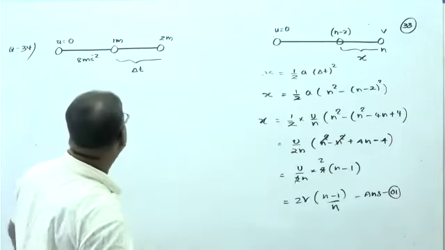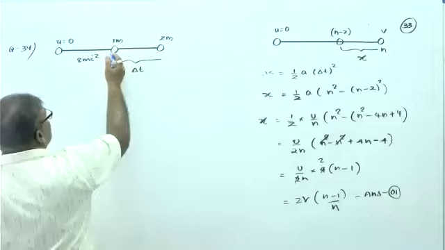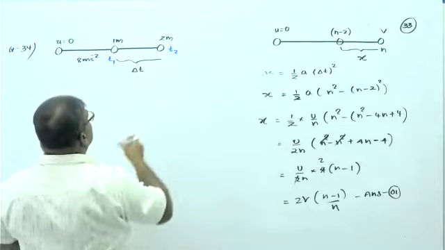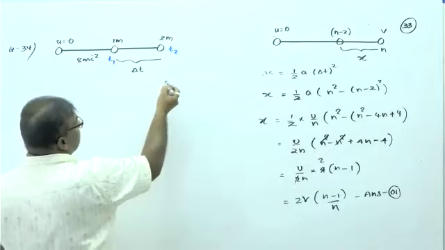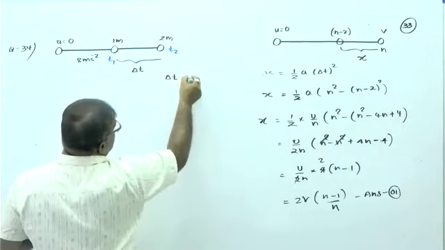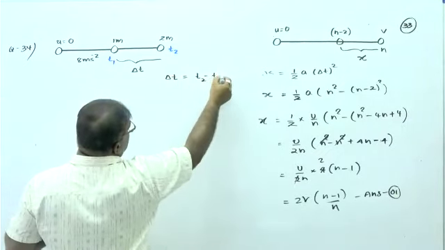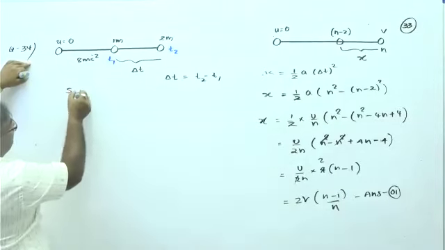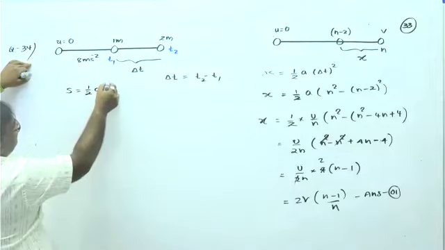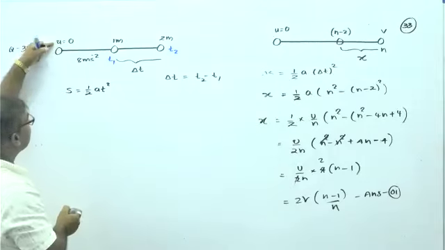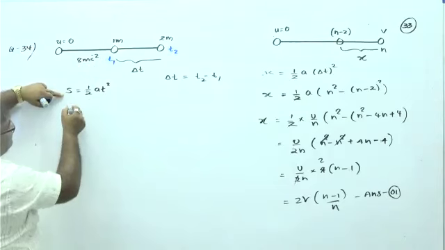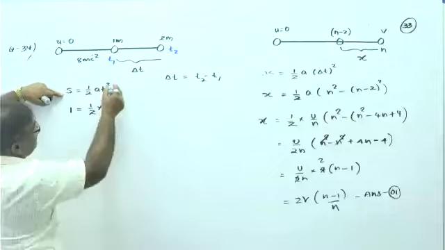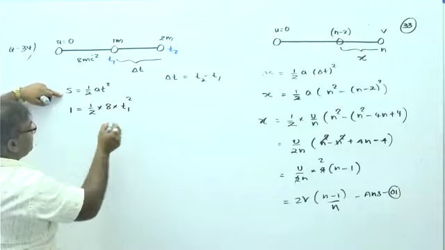Let the time taken from here to here be t1, and from here to here t2, the total time. Then they need delta t. Delta t is t2 minus t1. Finding the time taken to cover the first meter: s equals half a t squared, since initial velocity is 0. For the first meter, s = 1 = half times acceleration 8 times t1 squared.